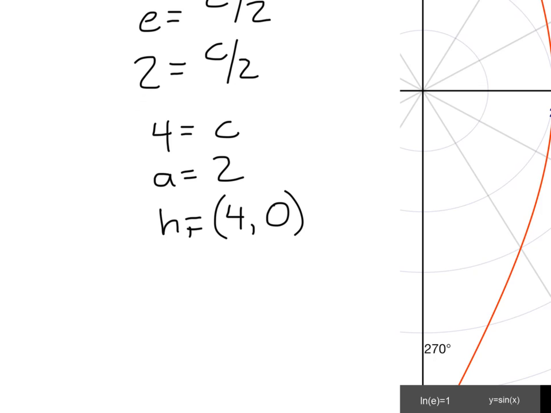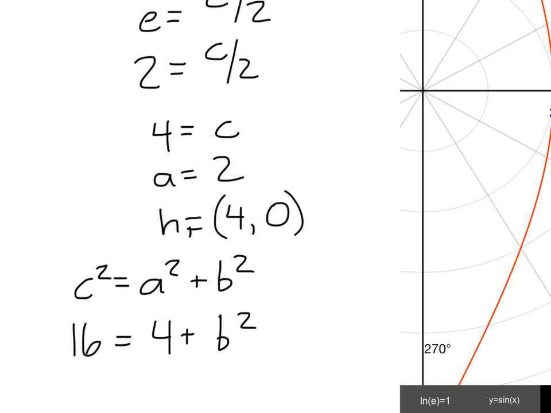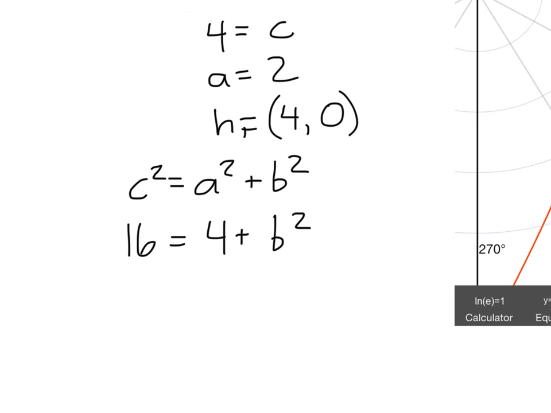We do that with the equation c squared equals a squared plus b squared. And we know that c is 4, so 4 squared is 16. And then we have a squared. a is 2, that squared is 4, plus b squared. Now really, we only need b squared. So when we look at this, we're going to say, well, that's 12 equals b squared.